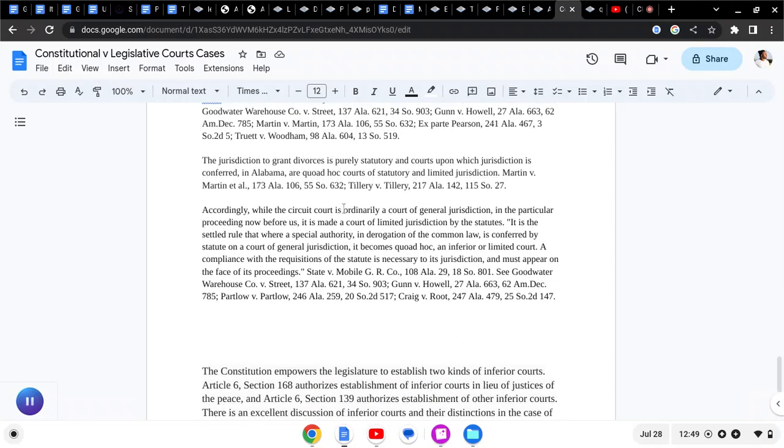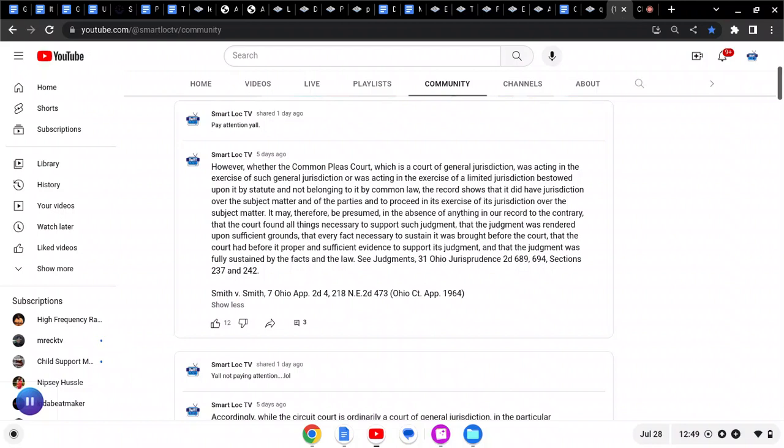Accordingly, while the circuit court is ordinarily a court of general jurisdiction, in the particular proceedings now before us, it is made a court of limited jurisdiction by the statutes. It is the settled rule that where a special authority in derogation of the common law is conferred by statute on a court of general jurisdiction, it becomes quo ad hoc an inferior or limited court. A compliance with the requisitions of the statute is necessary to its jurisdiction and must appear on the face of the proceedings. So let's go over here. This is how you know that it's not common law jurisdiction. It's admiralty.